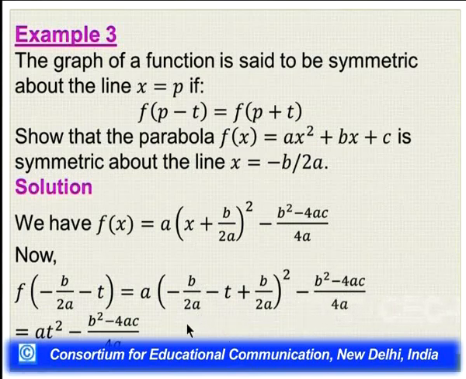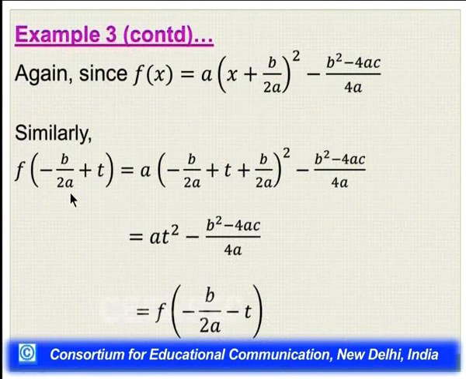Now you can see here this is nothing but a times t square, because this minus b by 2a will cancel out the b by 2a here. So I get that f of minus b upon 2a minus t is equal to a times t square minus (b square minus 4ac) divided by 4a. Similarly, let's now look at f of p plus t, where p is minus b upon 2a.